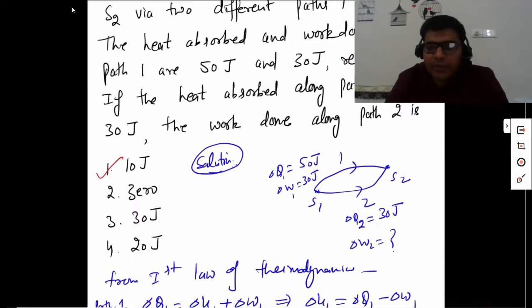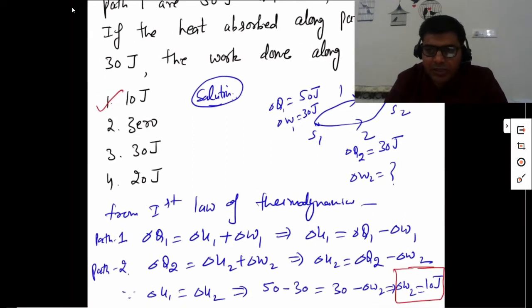So we know that the internal energy is a state function. So when we go from one point to another in a thermodynamic process, the change in the internal energy will remain the same between two positions. If I apply the first law of thermodynamics along the first path, delta Q is equal to delta U plus delta W. In the first path, I have written delta Q1 equal to delta U1 plus delta W1, and from that I calculate delta U1 as delta Q1 minus delta W1. Similarly, for the second path, it will be delta U2 equal to delta Q2 minus delta W2.